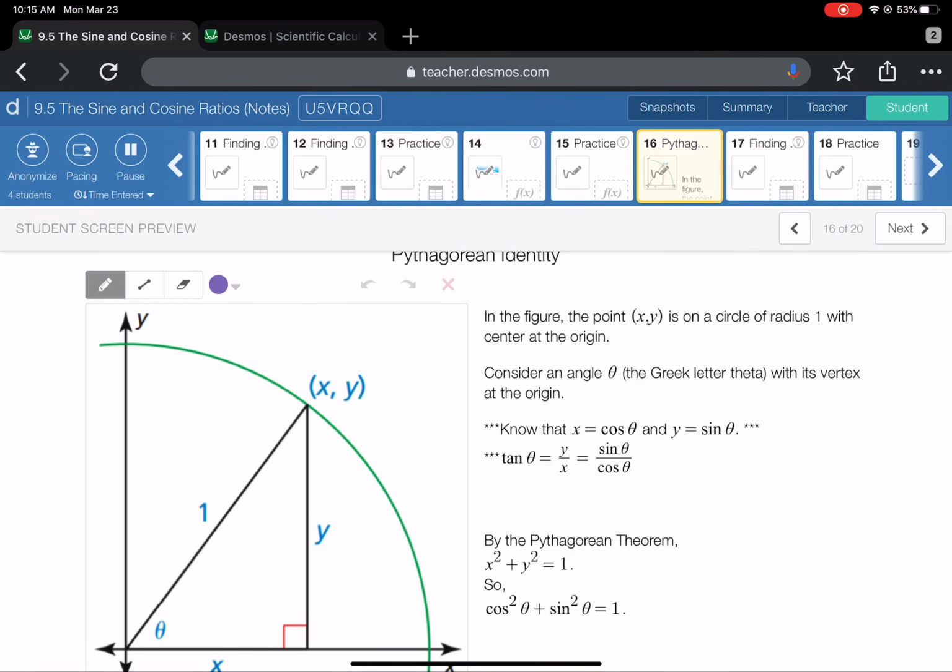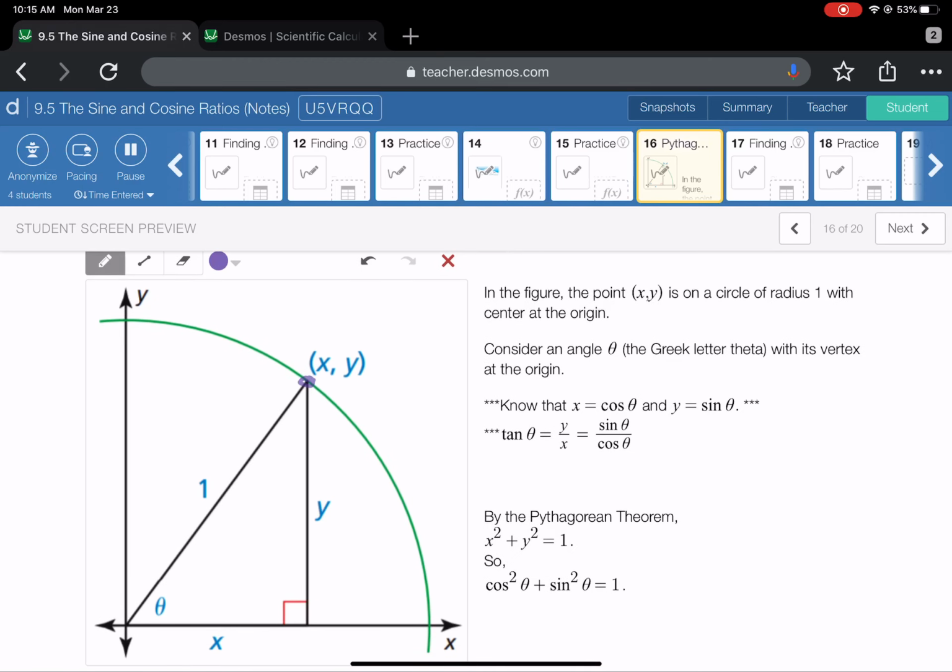Next up we're going to be talking about the Pythagorean identity. In the figure, we have a point x, y. Let's say we're on a coordinate grid, so that's why we have the x-axis and y-axis. This point x, y is on a circle with a radius of 1. That's why there's a 1 here, because from the center to the edge of the circle we have a 1.